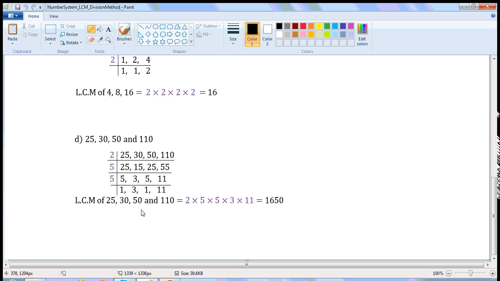Now the numbers left are 1, 3, 1, 11. All the four do not have a common prime factor, so stop the process here. So LCM of 25, 30, 50 and 110 is equal to 2 into 5 into 5 into 3 into 11, which is equal to 1650.